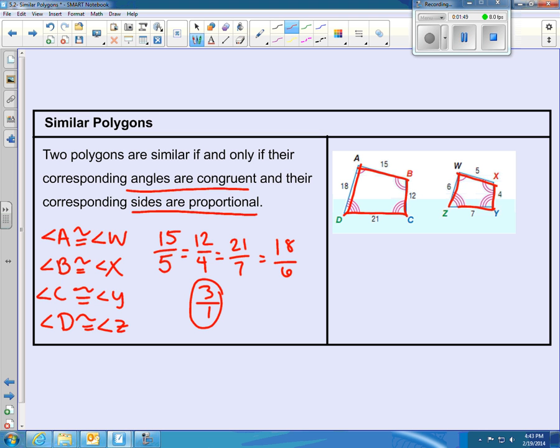So they are proportional. And that fraction we have there actually is considered our scale factor. So what we can say is our left figure is 3 times as big as our right figure. And the last thing we can say is ABCD is similar to WXYZ. So our sides are proportional, our angles are congruent, our two figures are similar.